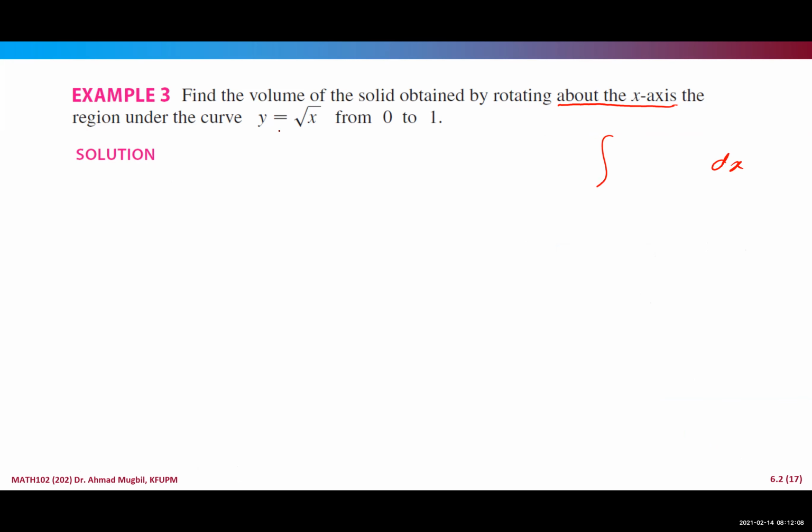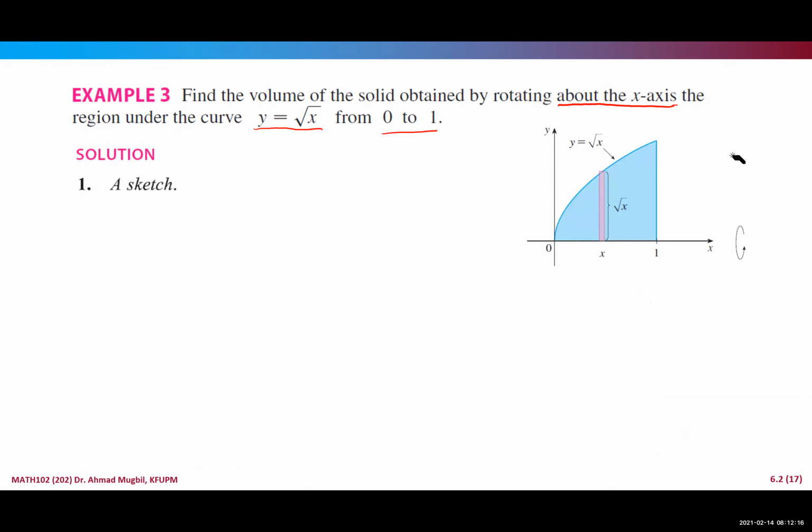Now, for the region under the curve y equals square root of x from 0 to 1, you know how to sketch this graph, Shabab. Step number 1, sketch. So this is y equals square root of x, and this is the axis of rotation. We mean here that the rotation will be about the x-axis.